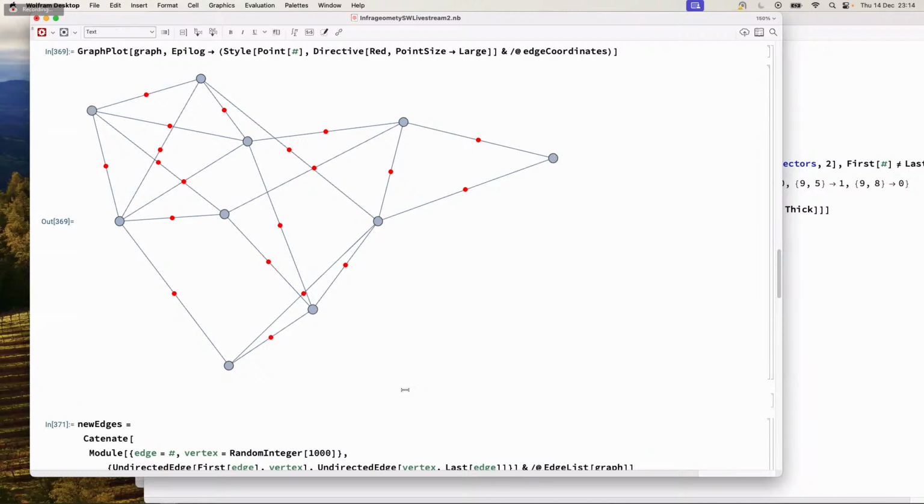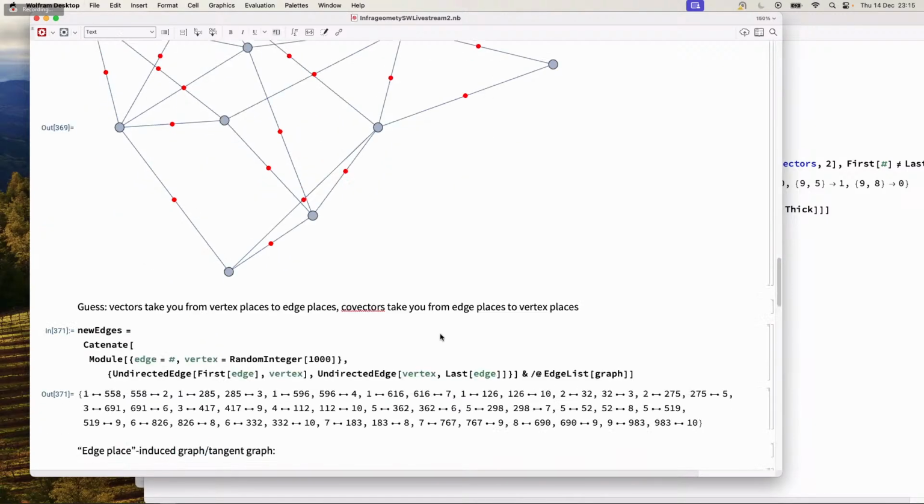Okay. And yes, then I want to understand: vectors take you from vertices to edge places. Covectors take you from edge places to vertex places. Okay, so can you explain to me what a p-form is?